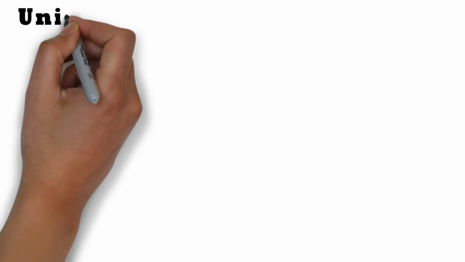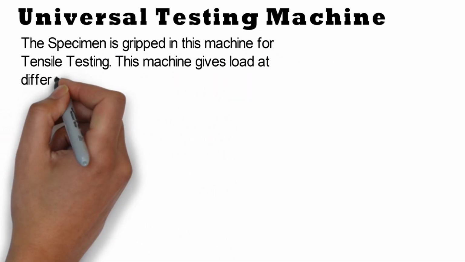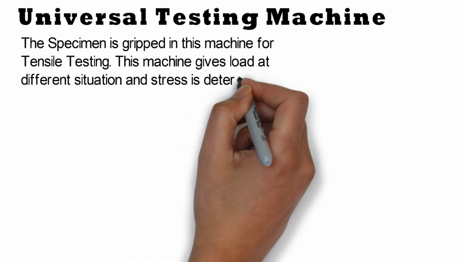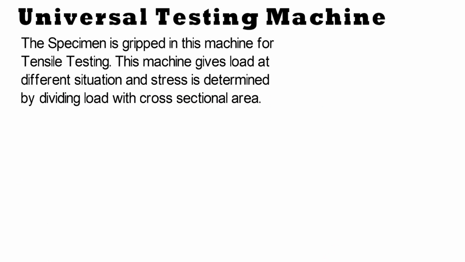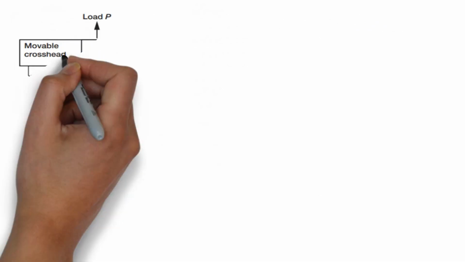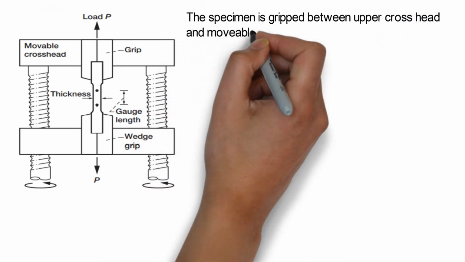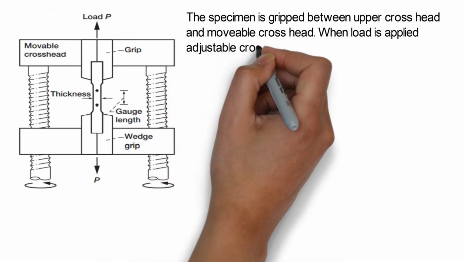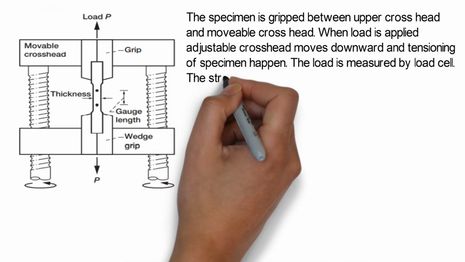The test is conducted on a universal testing machine. The specimen is gripped in this machine for tensile testing. The machine gives load at different settings and stress is determined by dividing load by cross-sectional area. This is an image of a universal testing machine. The specimen is gripped between the upper crosshead and the movable crosshead. When load is applied, the adjustable crosshead moves downward and tensioning of the specimen happens.